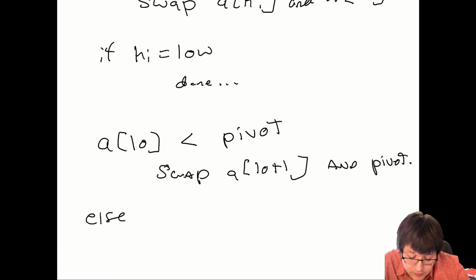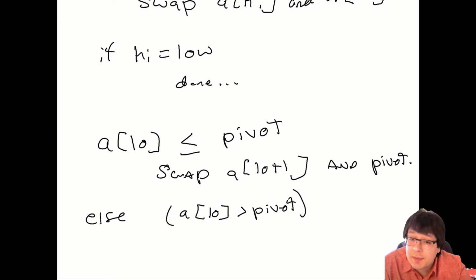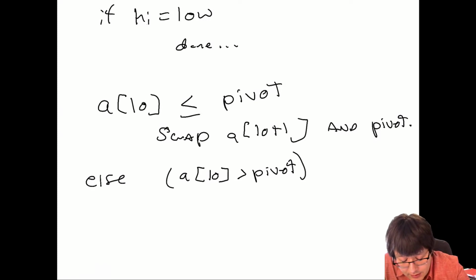Alternatively, the other scenario is, I suppose, less than or equal to might make it easier. The other scenario is with that a low, and I'll put it here as a comment, I suppose, because I just want to make sure that you understand that in this case, a low is greater than the pivot. You know, that's kind of what's happening in this scenario. In that scenario, you're just going to swap a low with the pivot. Okay?